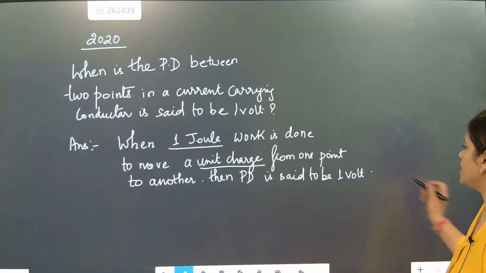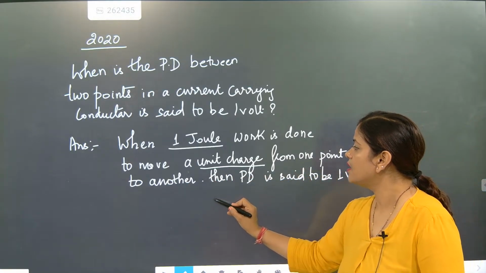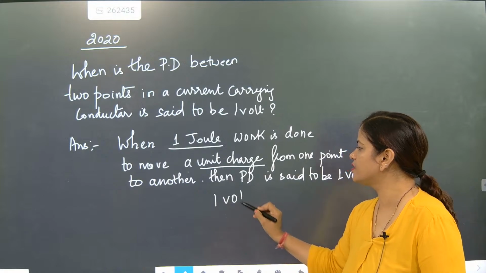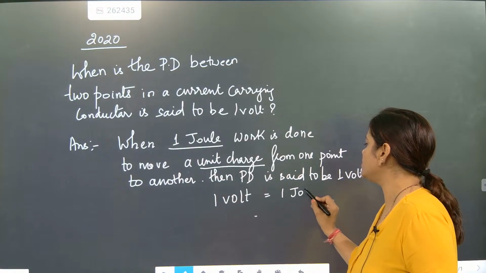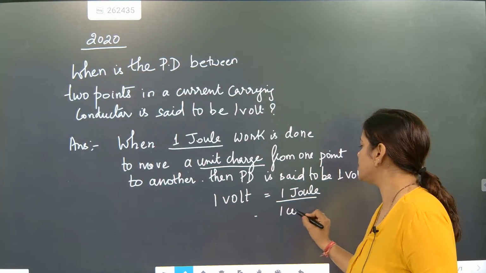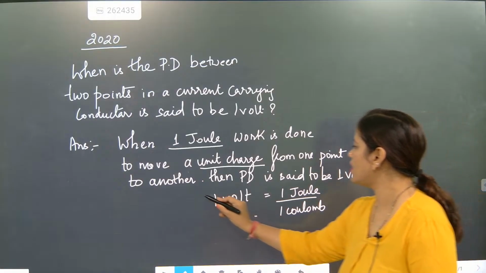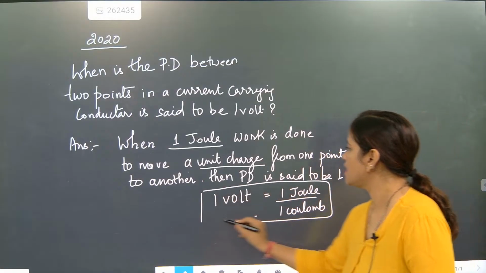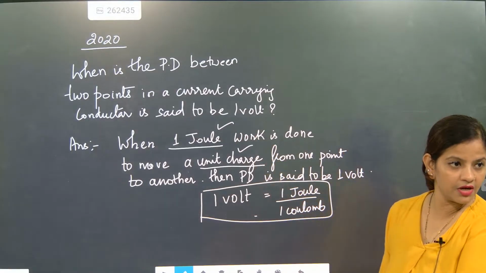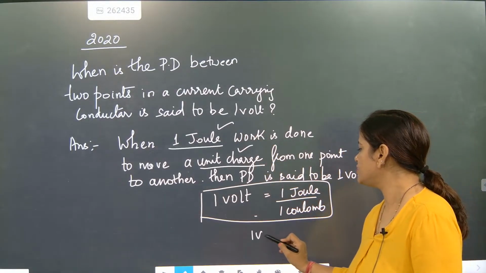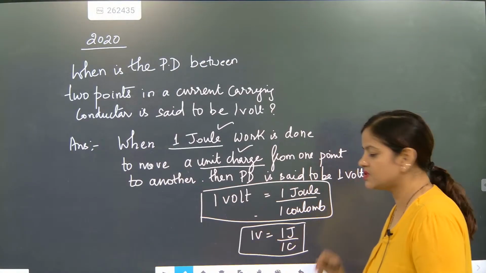Get ready. Now, to move a unit positive charge from one point to another point, so what can we say? 1 volt. Finish it nicely: 1 volt is equal to 1 joule by 1 coulomb. This is the most important point, and you underline it. Make a box of this. We underline two important things: 1 joule and a unit charge. In shortcut, 1 volt is equal to 1 joule by 1 C.